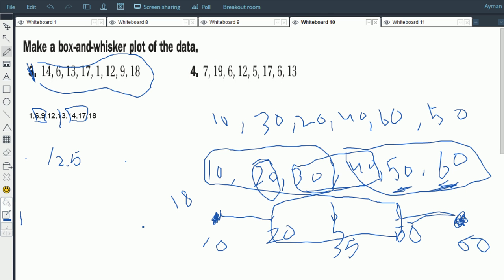Thank you. That's right, Saleh. Lower extreme 1, upper extreme 18. The median will be 12.5. The median here, 12.5. Where is the upper quartile, ya Saleh, and lower quartile? And that's it. Upper extreme 18. Thank you, Saleh. Then 14 plus 17 divided by 2. Median 12.5, that's right. And the upper quartile, tell me about the upper and lower quartile.